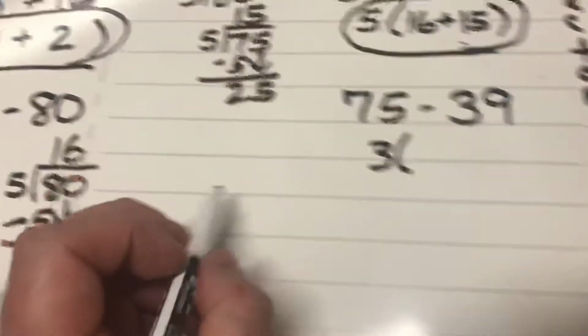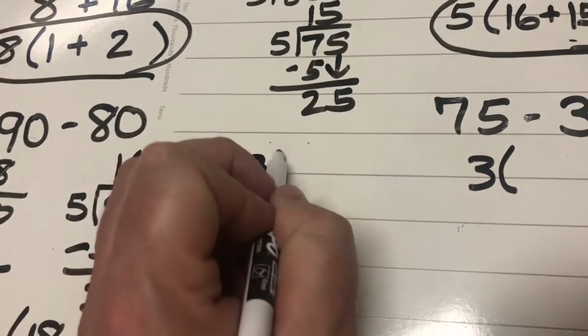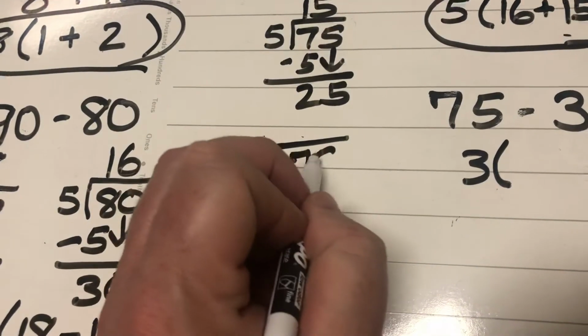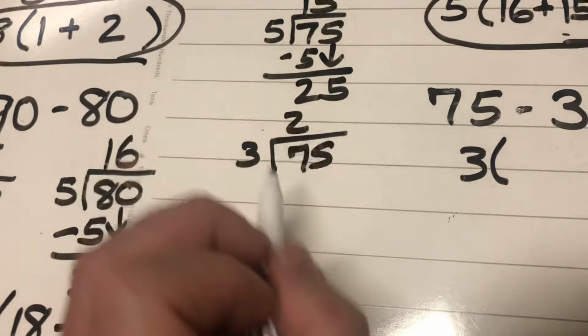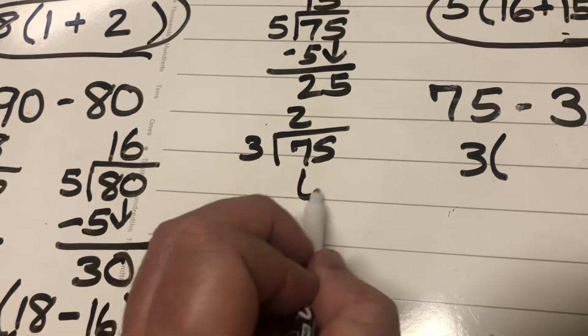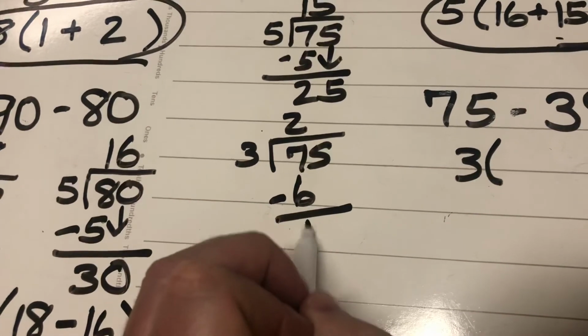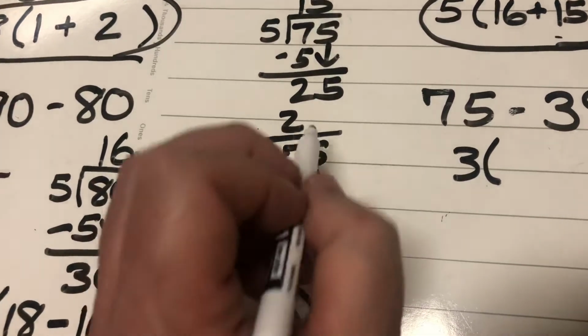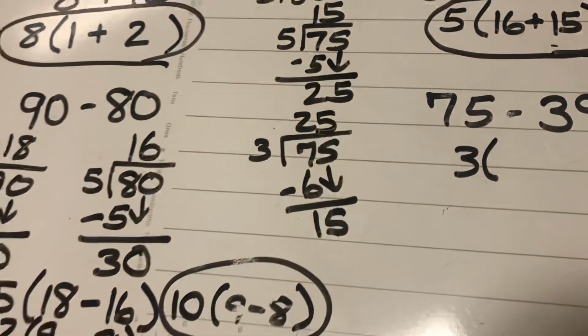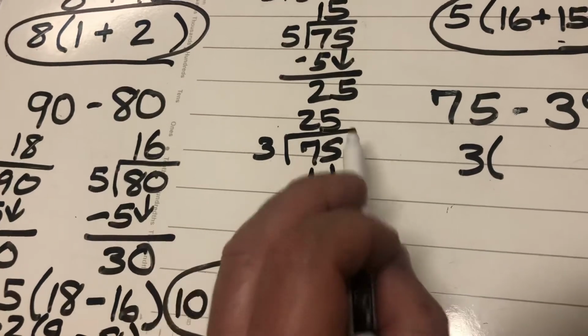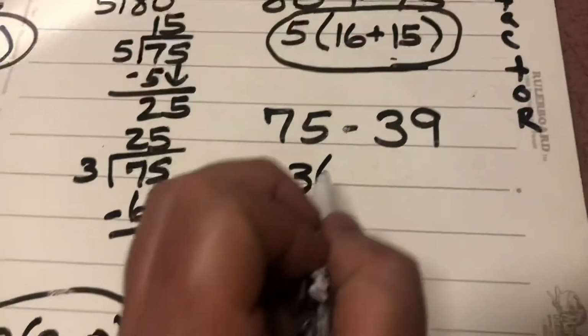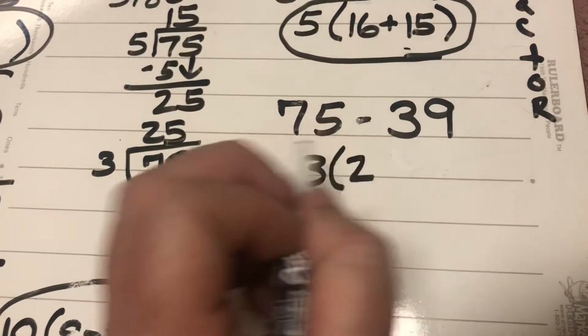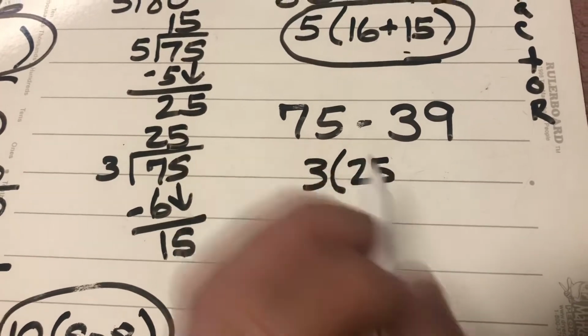I'm going to go 3 into 75. I'm going to do that right here. 3 can go into 7 twice. 2 times 3 is 6. 7 minus 6 is 1. I'm going to bring the 5 down. 3 can go into 15 5 times. I know there's none left over because 3 times 5 is 15. So 75 divided by 3 is 25.